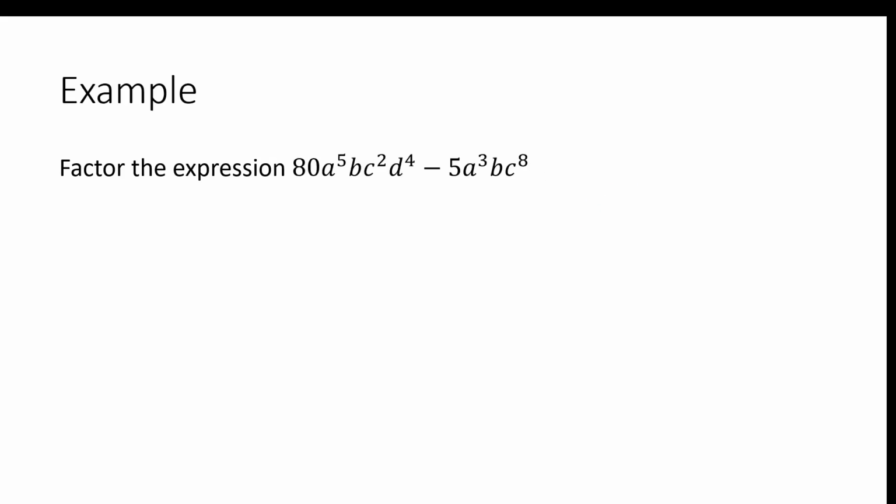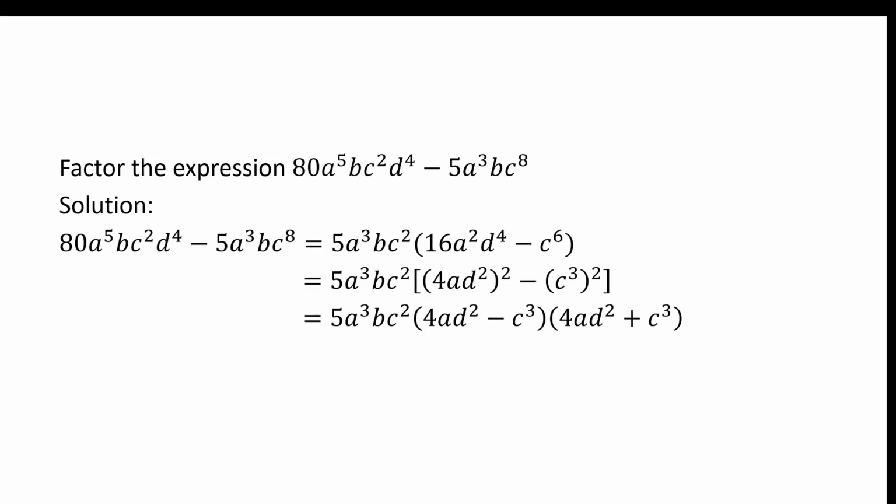What if we have this expression shown? Well, right away we see we have two terms. We see an opportunity to factor out 5a cubed bc squared, leaving us with 16a squared d to the 4 minus c to the 6. Now, one of the coefficients is 16 and the other one, discounting the negative sign, is a 1. Both of those are perfect squares, and all of our exponents are even.